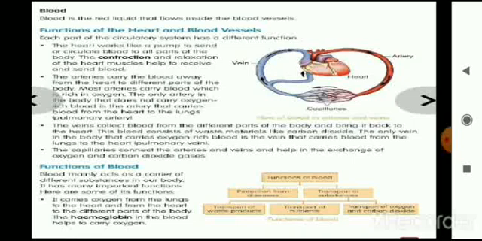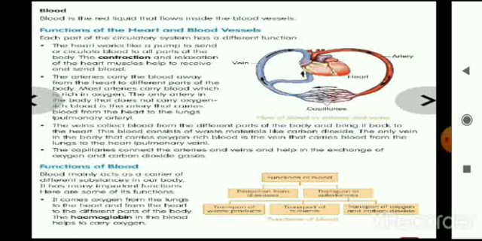As we know, blood vessels are of two types, arteries and veins. So what is the function of artery? Arteries carry the blood away from the heart to different parts of the body. Listen to me carefully. Arteries send blood from heart to different parts of the body. But in the case of veins, veins collect blood from the different parts of the body and send it back to the heart.